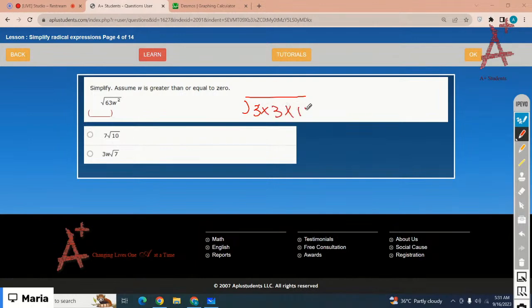3 times 3 is 9 and 9 times 7 is 63, right? And you have w square also. So you can write 3 square w square because you can cancel out square root. So 2 and square root cancel out, 2 and square root cancel out. So you are left with 3w square root 7. So the correct option is 3w square root 7, right?